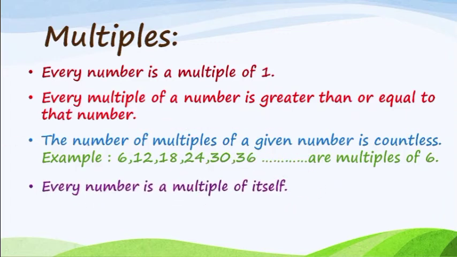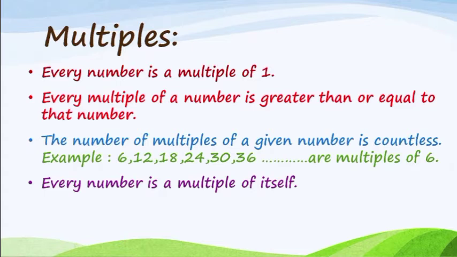Next one, every number is a multiple of itself. When you find the multiples of any number, you will find the multiple has the value of the same number. Every number is a multiple of itself, meaning whenever you see the table of any number, you will get the answer after equal to the same number. So every number is a multiple of itself. This is the next point we have. So this is all about multiples.